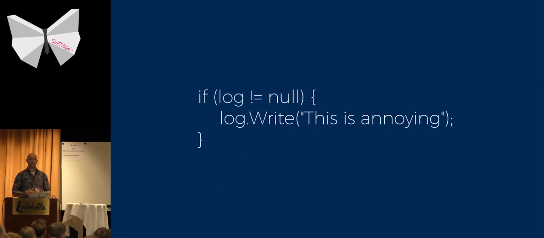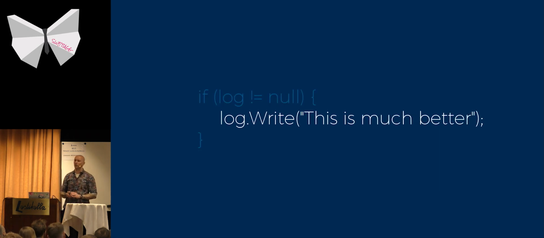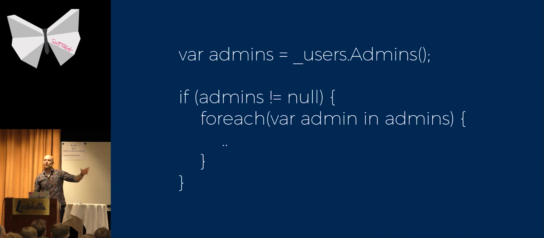How many of you have written this? You are lying. We have all written this. Wouldn't it be kind of awesome if we could write that and just remove the if log not equals null? Or how many of us have done this? Get admins from the database. Look at that, yes. If admins is not equal to null, then we do it, because we can't do a foreach on a null object.